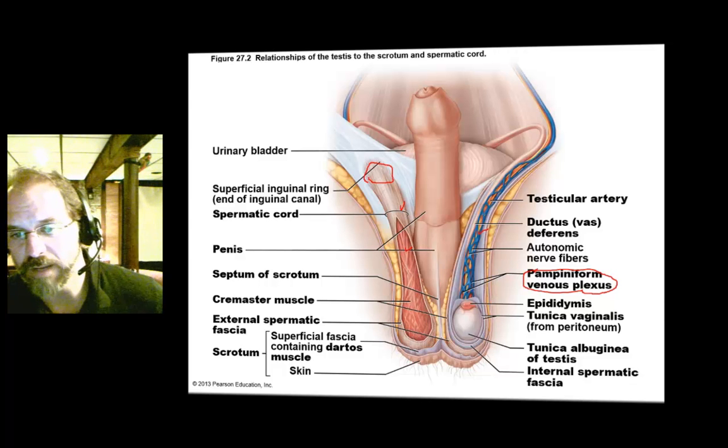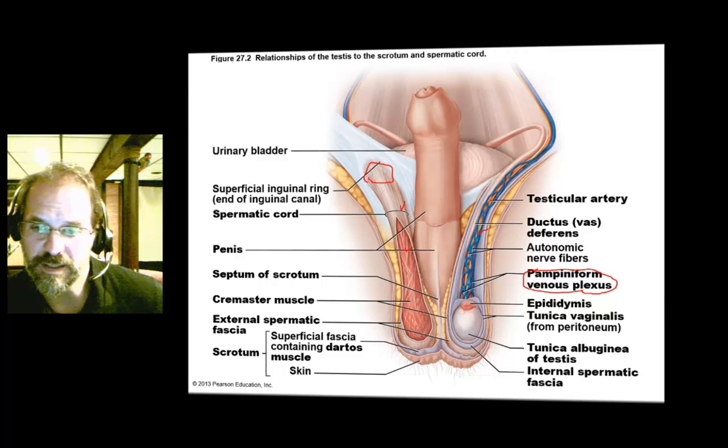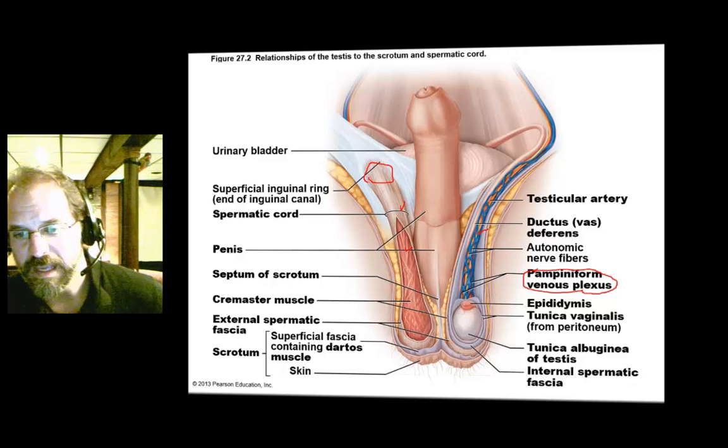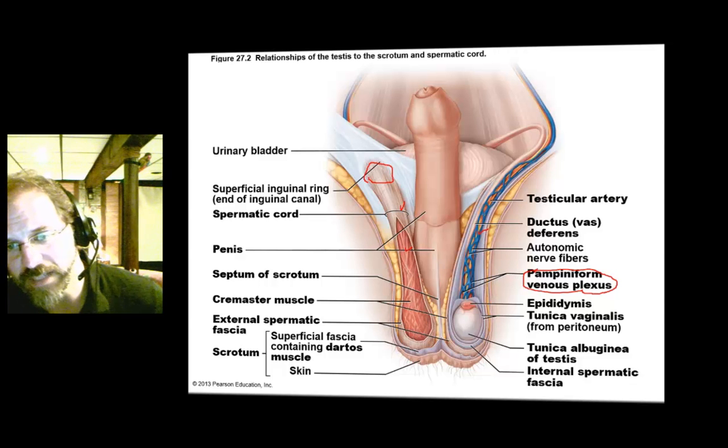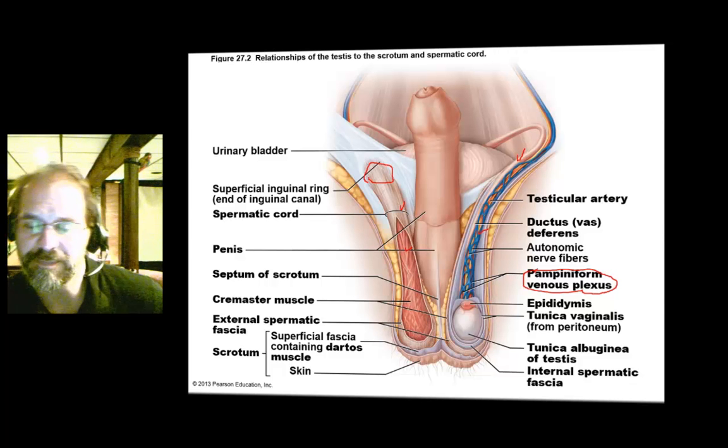Also in the spermatocord, we have some nerve fibers of the autonomic nervous system, and we have the vas deferens, which really can't be seen here because it's kind of occluded by the blood vessels, but there it is on the edge. And as we come up there, now it becomes clear. There's the vas deferens right there.